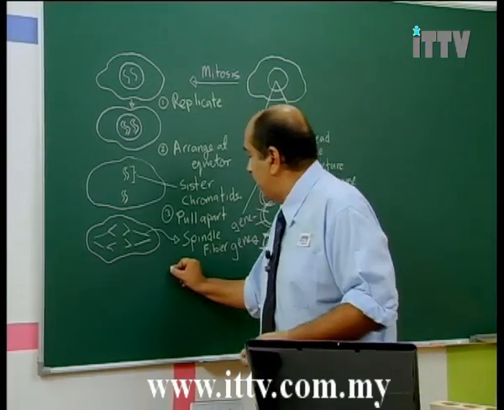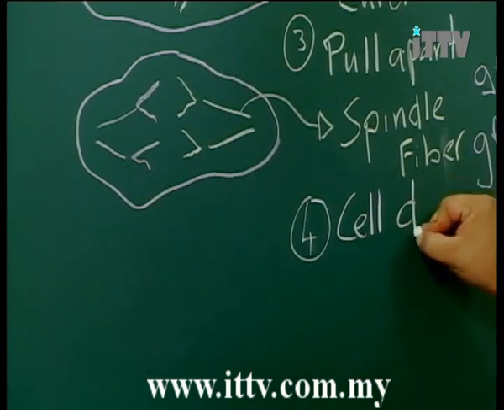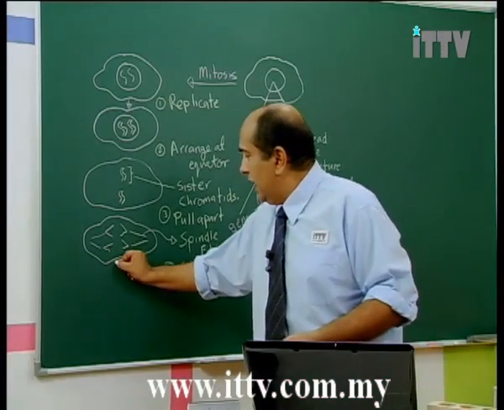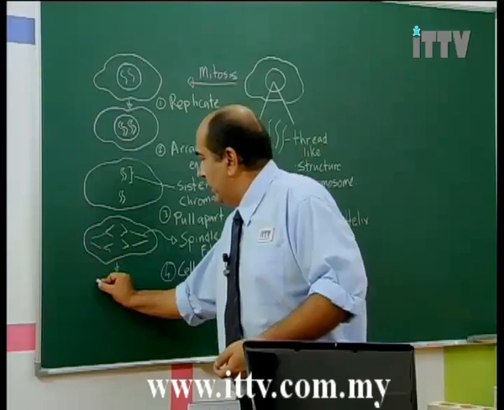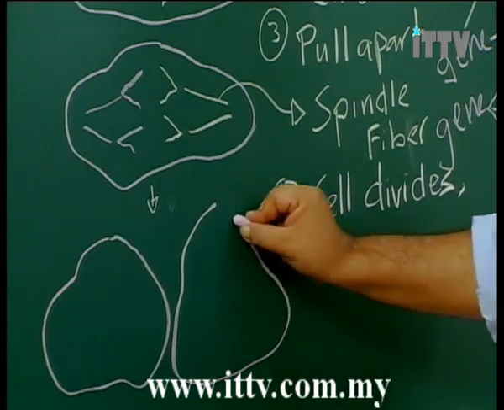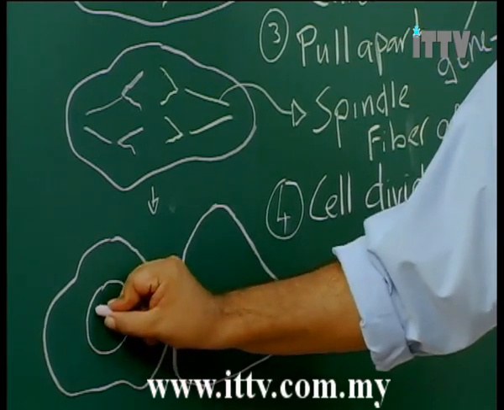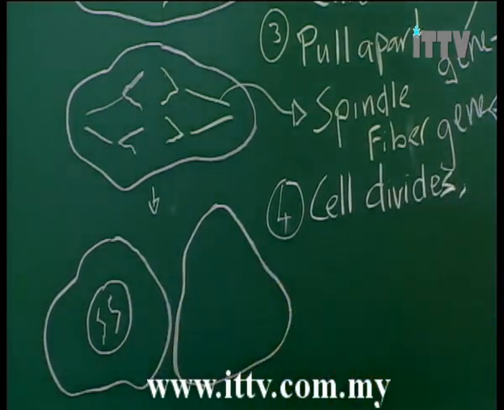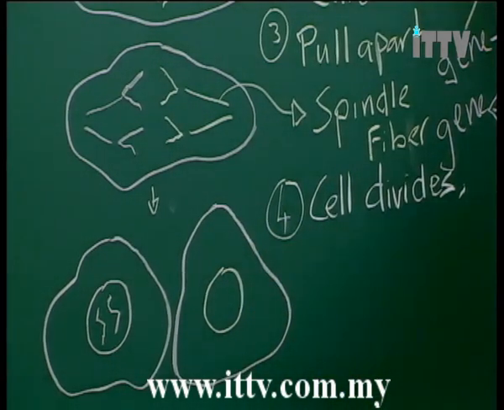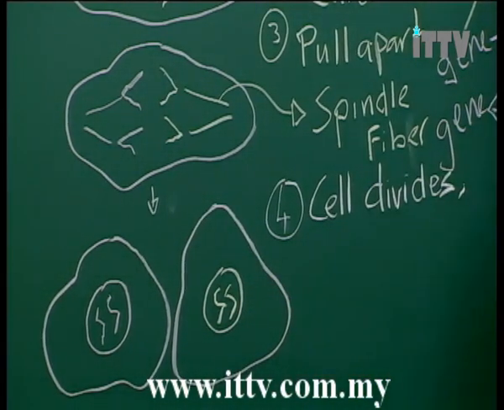Now, finally, what happens is the cell will divide into two. So let's do the last part here. Cell divides. So the last step, we get one cell over here and one cell over here. This cell will have two chromosomes, and this cell over here will also have two chromosomes.